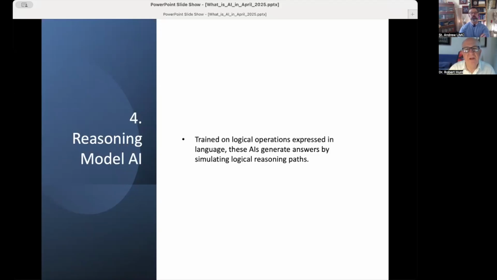Where they have really made a breakthrough that's important is in programming, computer programming. Computer programming consists almost entirely of working through complicated sets of logical problems to realize how you can solve a problem logically. And reasoning models are now trained to create programs in many different languages.